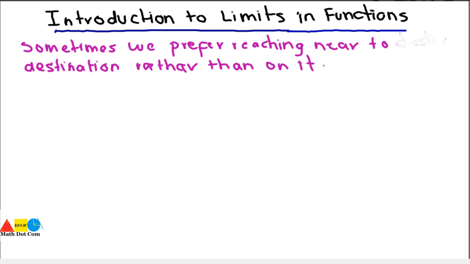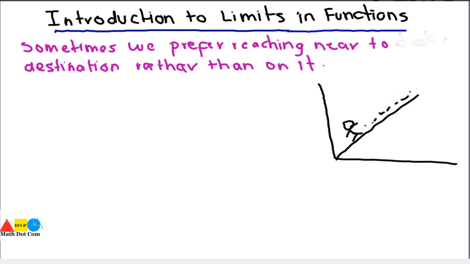How? For example, if you are going like this on a plane, and you are going and going and going like this, but what if you reach this point? If you reach this point, you will probably fall down. So it means you will not prefer to reach this destination or this end point. Rather, you will prefer to reach near this point. So limits also have a concept like this.